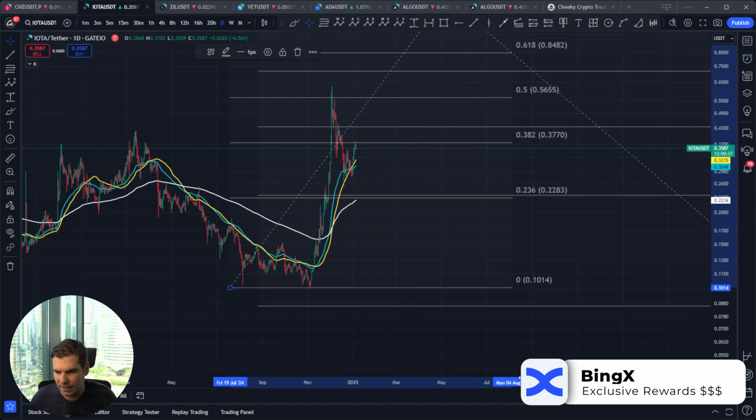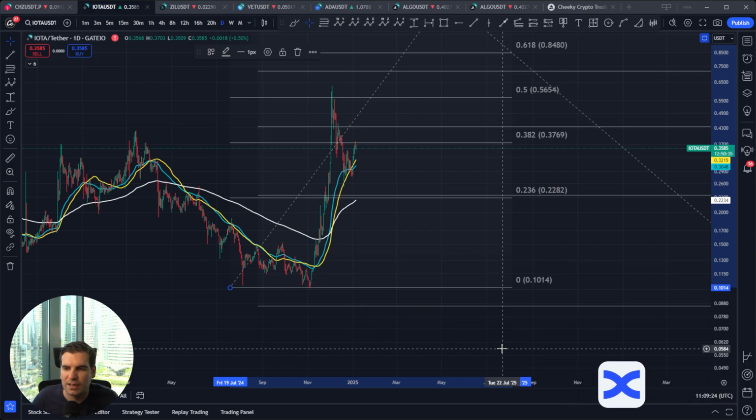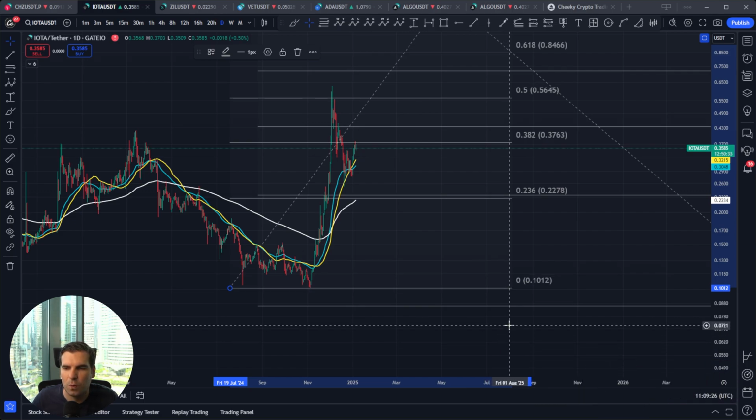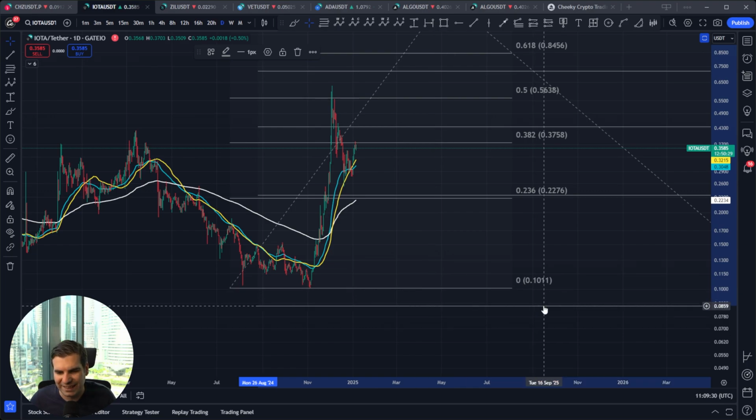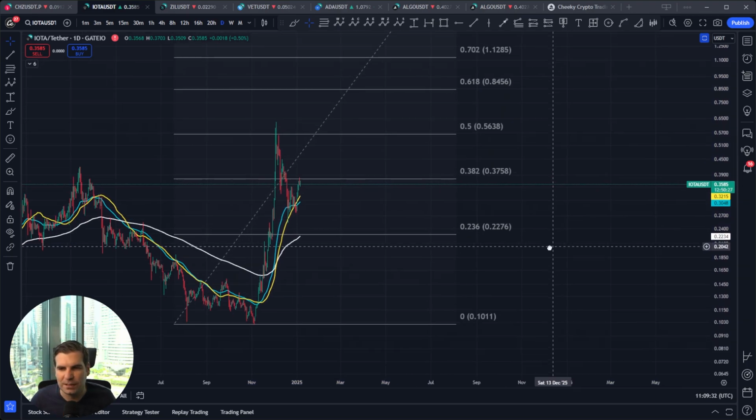Okay, so I'm going to go ahead and make sure that my Fibonacci here is on 10.11 cents, and you can see that right there. Now I'm going to go ahead and just delete that other one off. I don't think we need it for now.